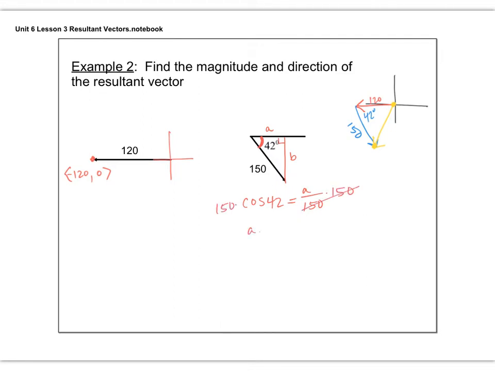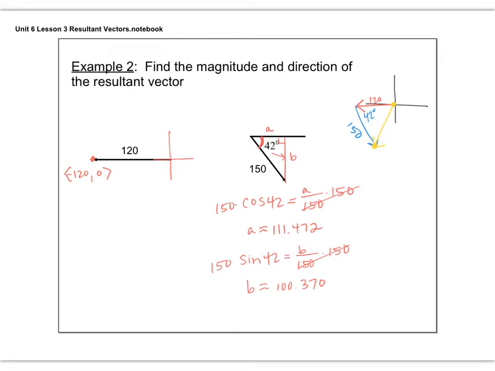And when I do that, A is approximately 111.472. My calculator is in degrees. Next, we are going to find B. And so B is opposite of our 42, so we're going to do opposite and hypotenuse. That will be sine. So sine of 42 equals B over 150. Multiply by 150 on each side. Type it in your calculator. And B is approximately 100.370.